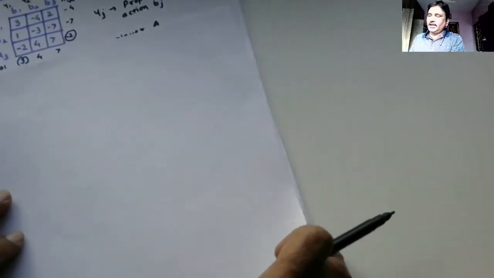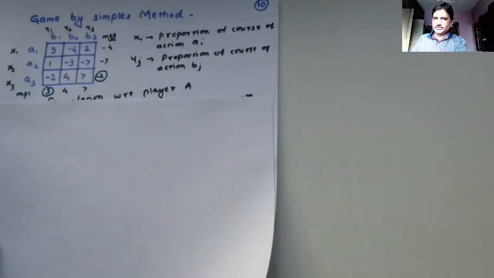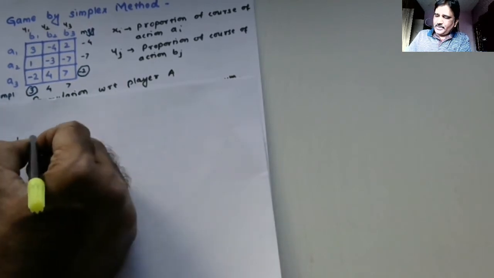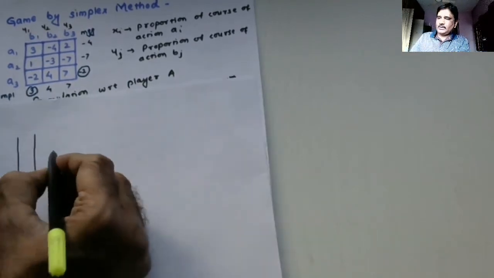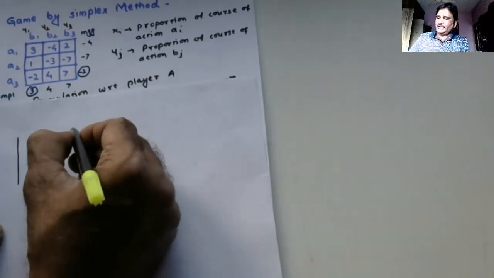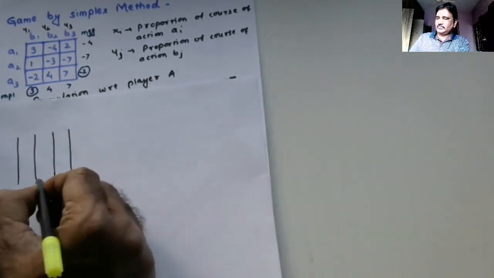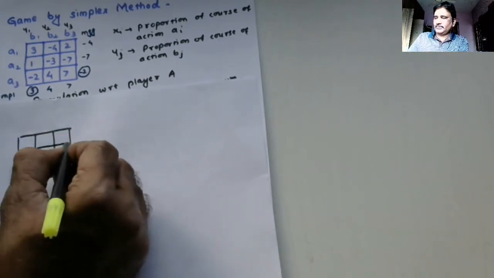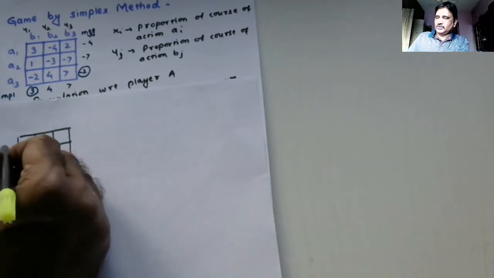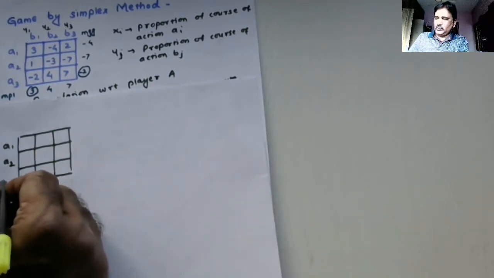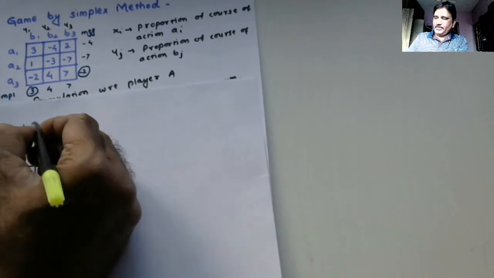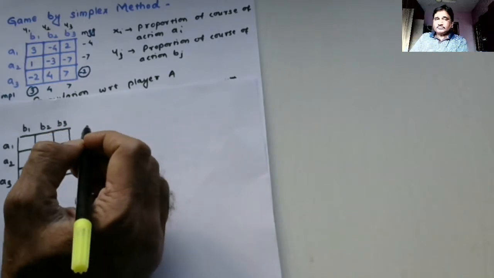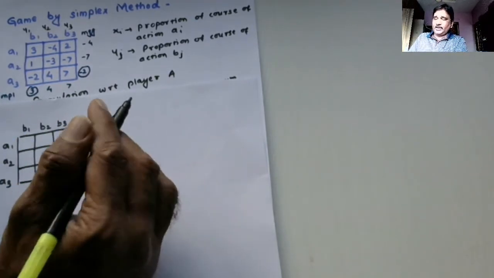I'll be getting a new matrix, right? So this new payoff matrix will be having new elements. The courses of action A1, A2, A3 for player A, B1, B2, B3 for player B, a little modified game for the sake of solving it by the simplex method.